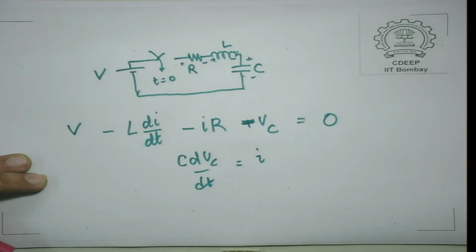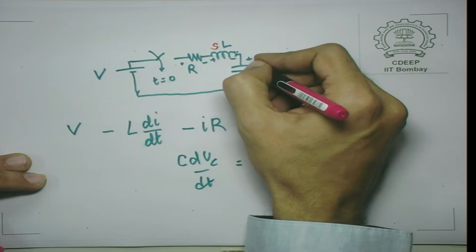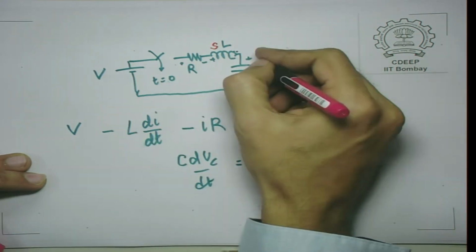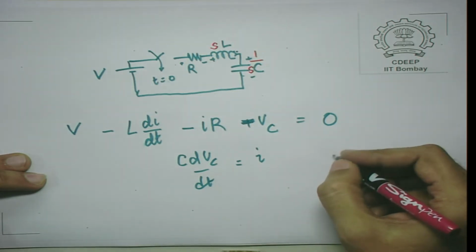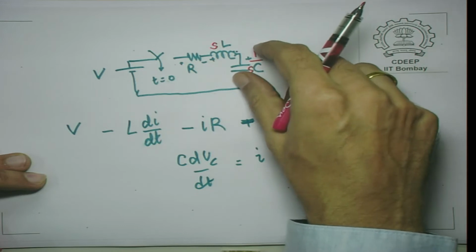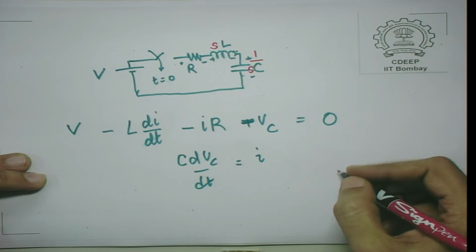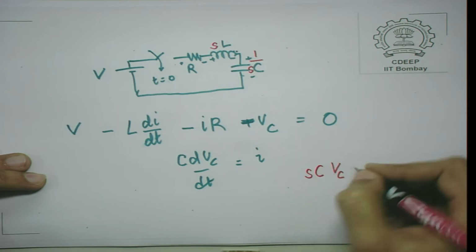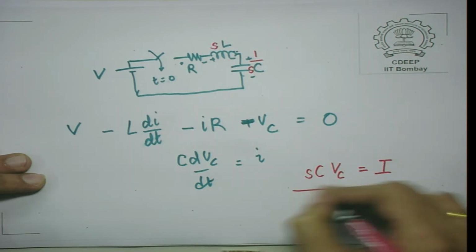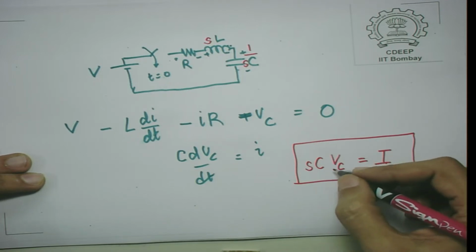In fact, what we can do is consider, if you have got a voltage here, you can consider this as SL and 1 upon SC. What do I mean by this? In case of a capacitor, I and V are reversed. So, what you will find is that, as I did just now for the inductor, Vc into SC is equal to I. This is the kind of relationship between the current and the voltage.